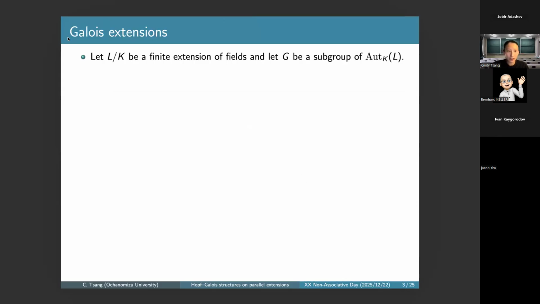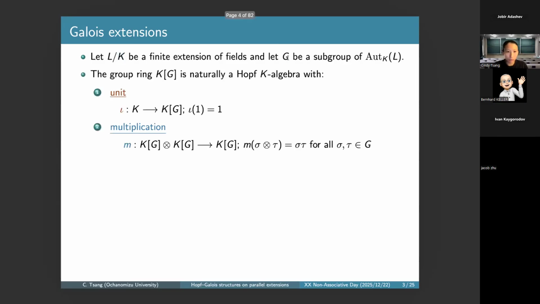So let's think about what it means for an extension to be Galois. Say I have a finite extension L over K of fields, and I let G be some subgroup of the K-automorphism group of L. So L over K doesn't have to be Galois, it's just some finite extension of fields. I have a field K, and a group G, so we can form the group ring KG. And KG is naturally a Hopf K-algebra.